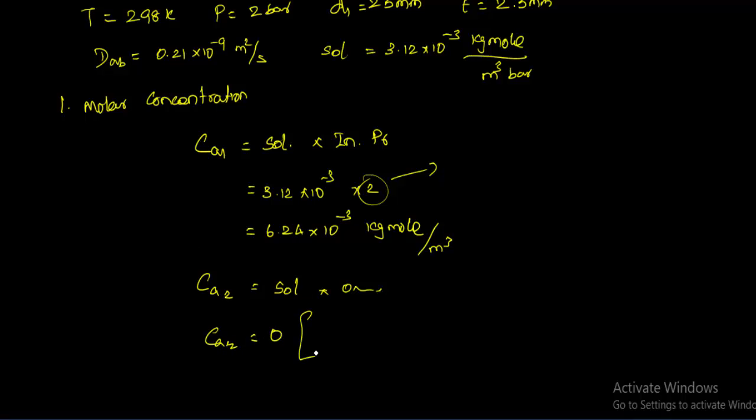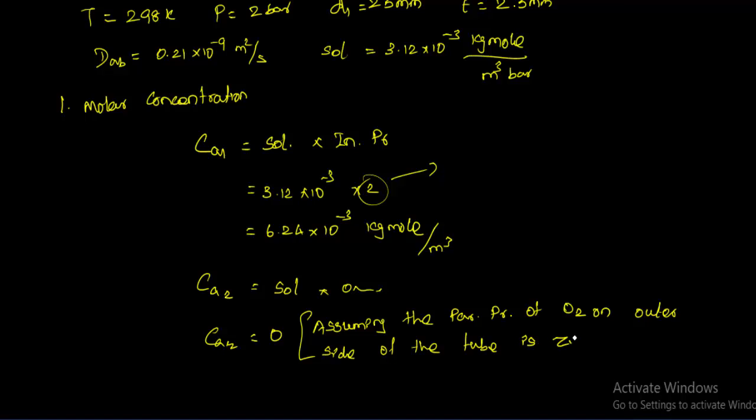In the bracket just write, assuming the partial pressure of O2 on the outer side of the tube is 0. So here I am putting pressure as 0, so the value becomes 0. Next thing, you have to find out the molar flux.